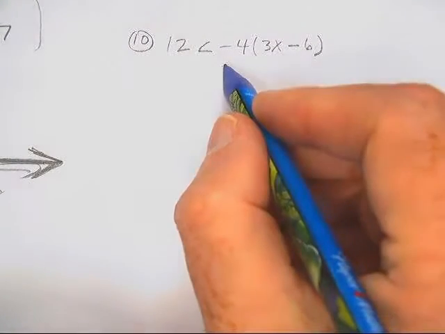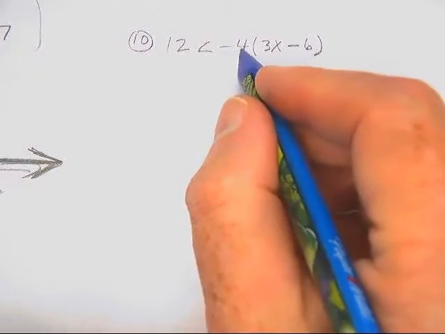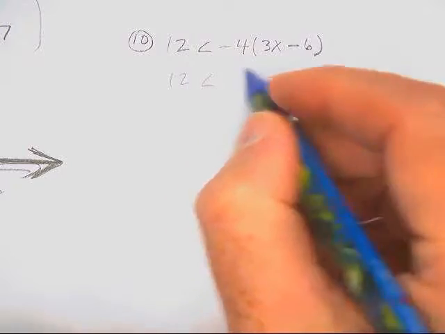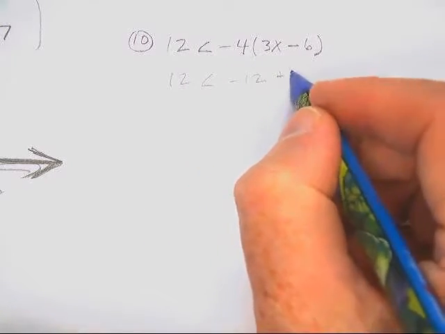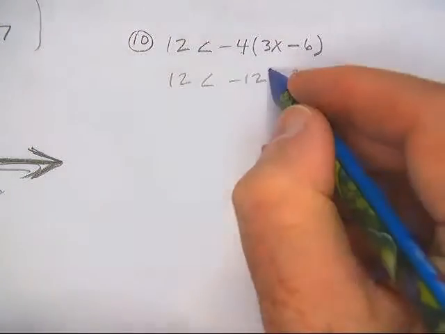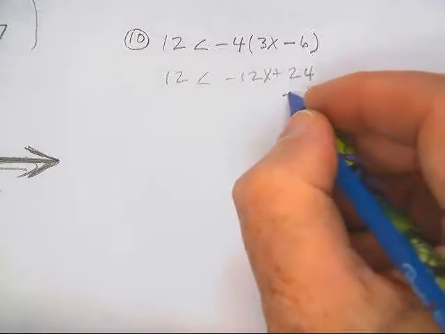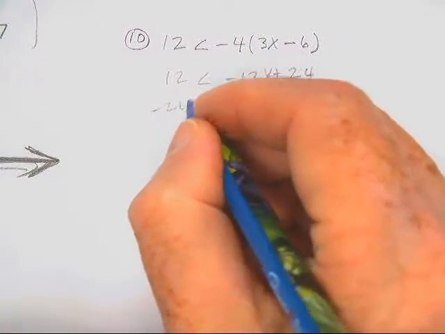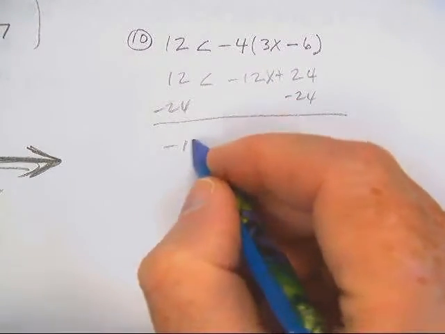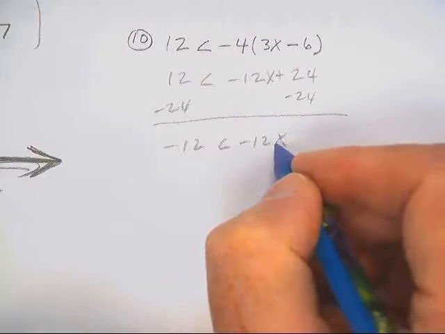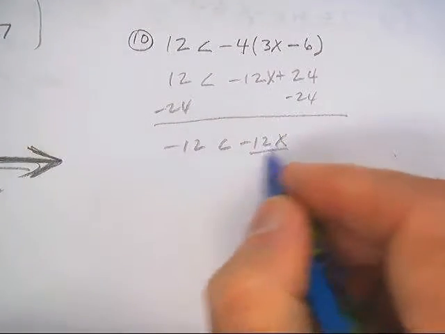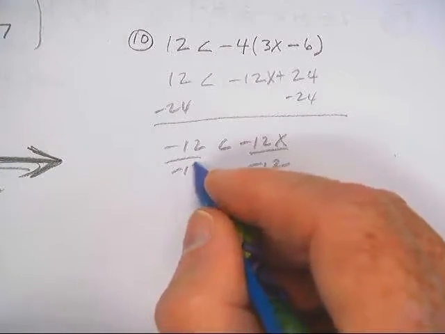Go on 10. Let's see, maybe I should distribute this over here. That would look like that. It might help if the X was on there. Let's subtract 24. Negative 12 is less than negative 12x. Let's divide by negative 12.